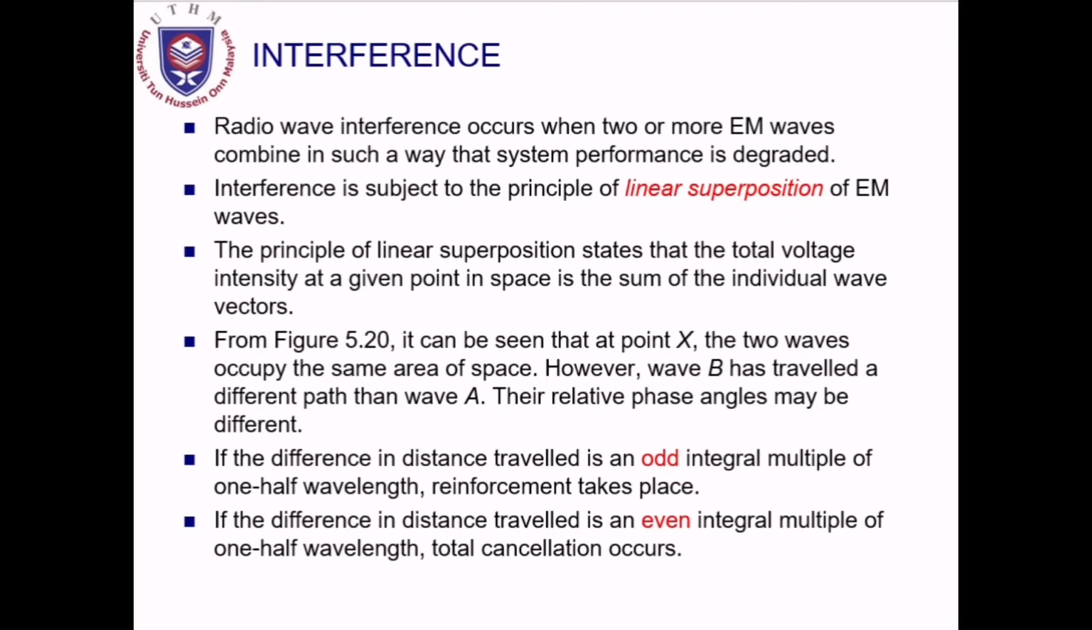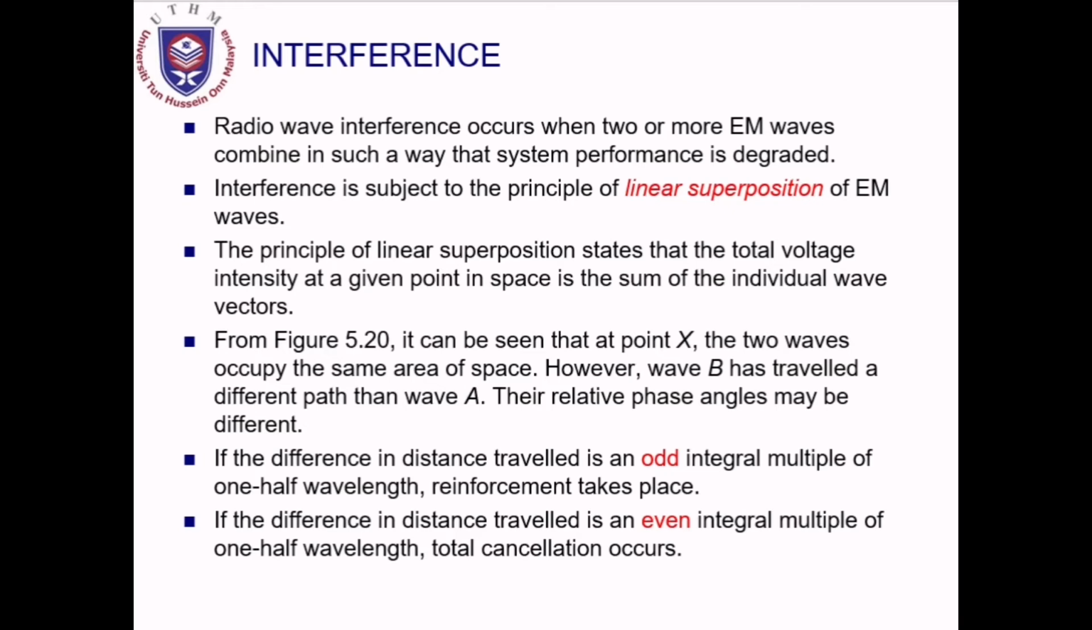So lastly is interference. Radio wave interference occurs when two or more electromagnetic waves combine in such a way that system performance is degraded. Interference is subject to the principle of linear superposition of electromagnetic waves. The principle of linear superposition states that the total voltage intensity at a given point in space is the sum of the individual wave vectors.